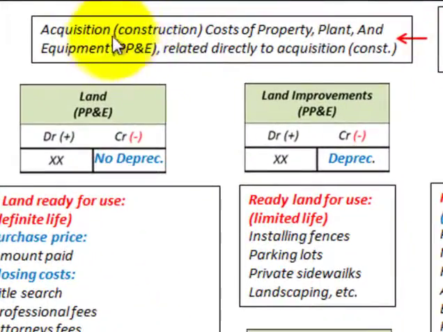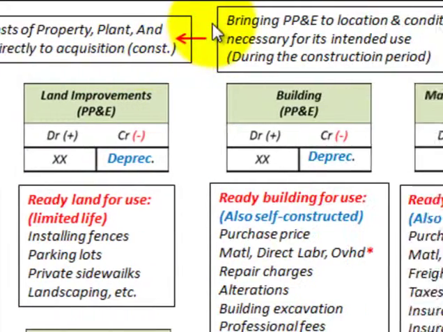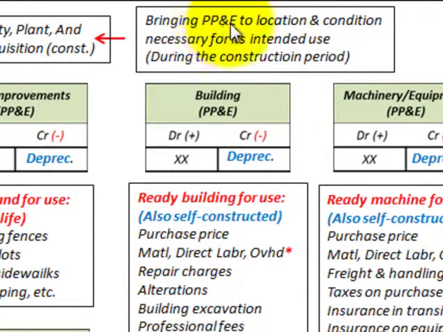What we're going to be looking at here is acquisition or construction costs of property, plant, and equipment, and what would be related directly to the acquisition or the construction of our plant and equipment. We're just going to have a listing of what would be included. It's what is necessary for bringing our property, plant, and equipment to the location and condition necessary for its intended use, during the construction or acquisition period.